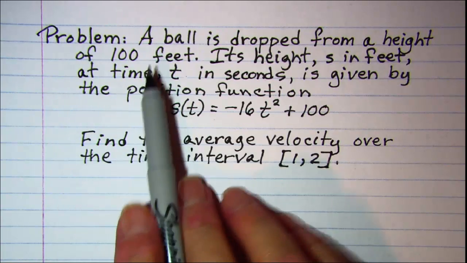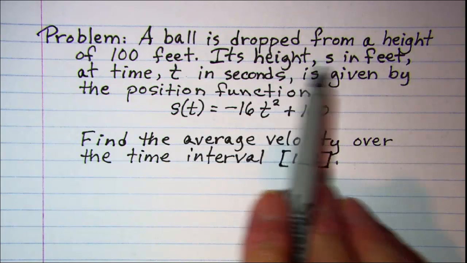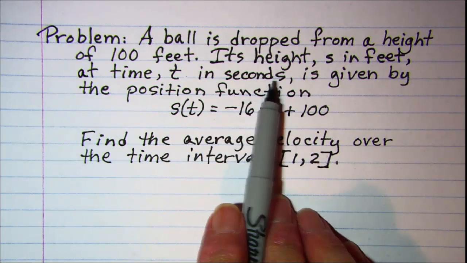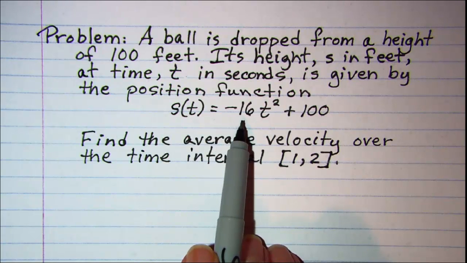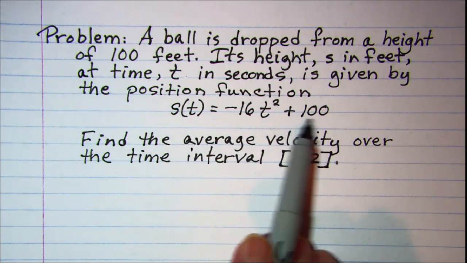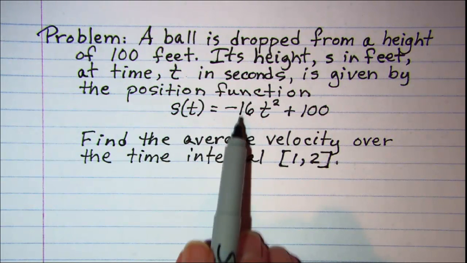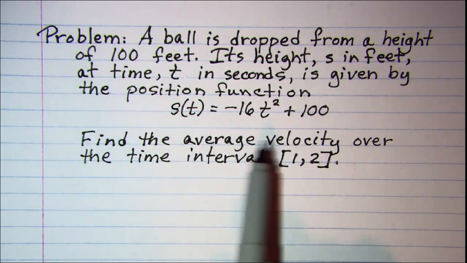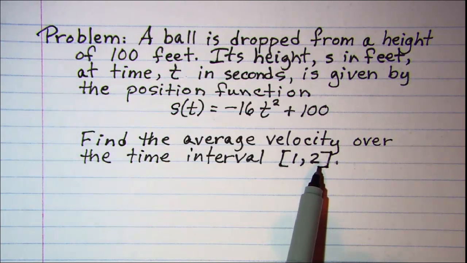Our problem is, a ball is dropped from a height of 100 feet. Its height, s, in feet, at time t in seconds, is given by the position function s of t is equal to negative 16 t squared plus 100. Notice that this is our half of the 32 feet per second squared. So the negative 16 is the half of the gravity constant. Find the average velocity over the time interval from 1 second to 2 seconds.